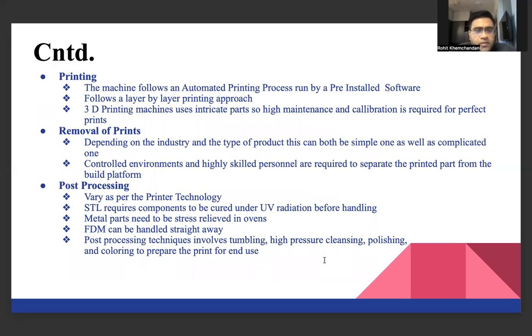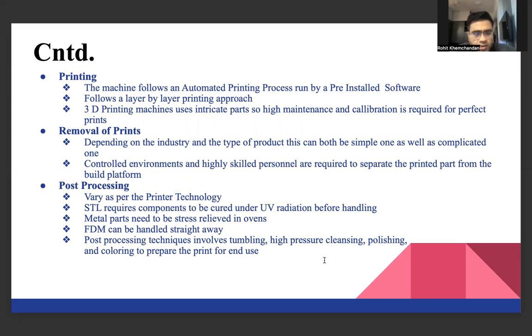Continuing, so printing: the machine follows an automated printing process run by the pre-installed software, which is followed by a layer-by-layer printing approach. 3D printing machines use intricate parts, so high maintenance and calibration is required for perfect prints. Removal of prints: depending on the industry and the type of product, this can be both simple as well as complicated. Controlled environments and highly skilled personnel are required to separate the printed part from the build platform.